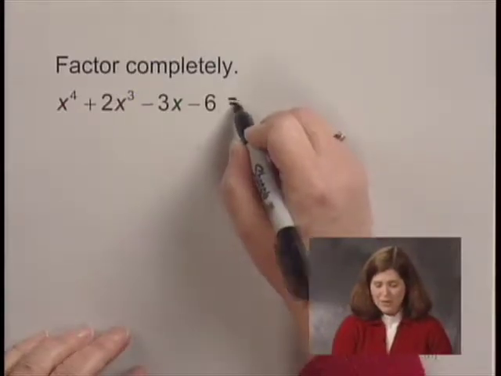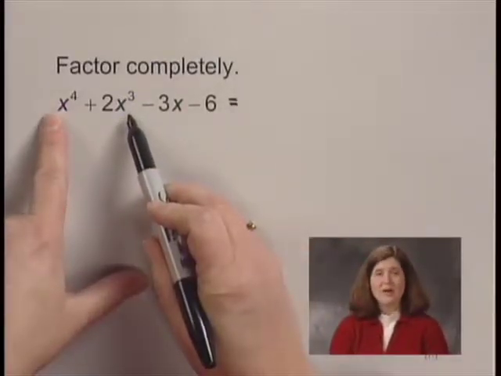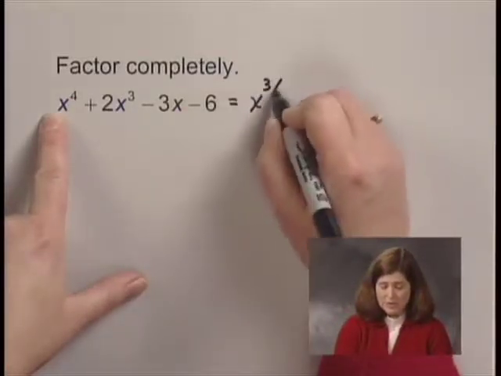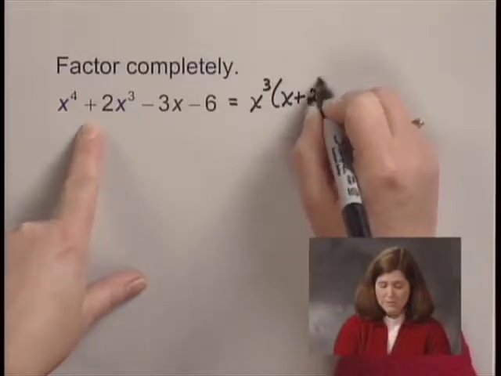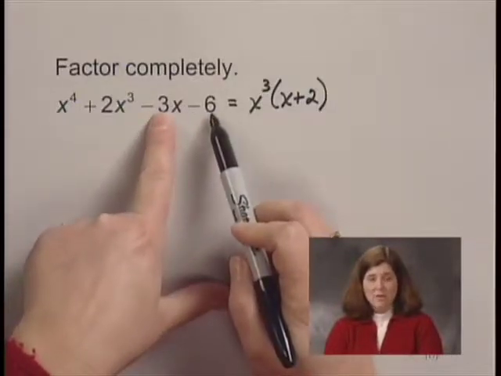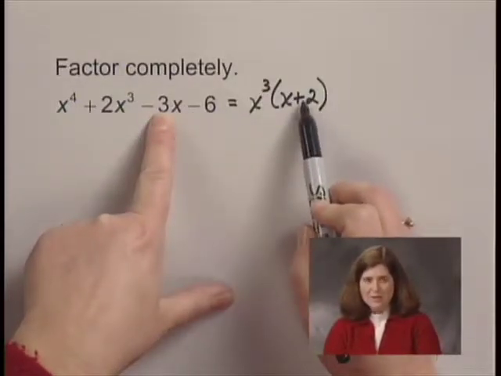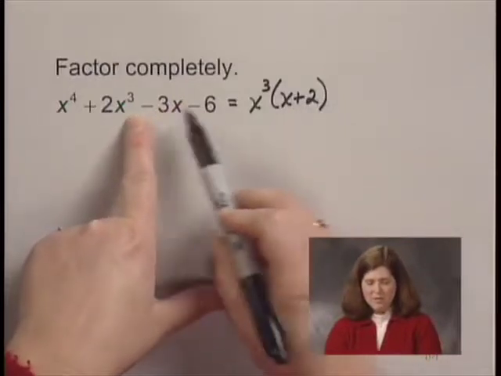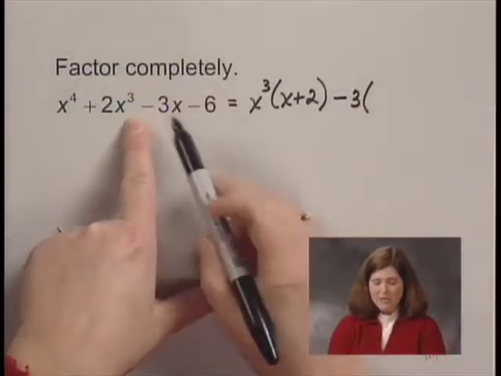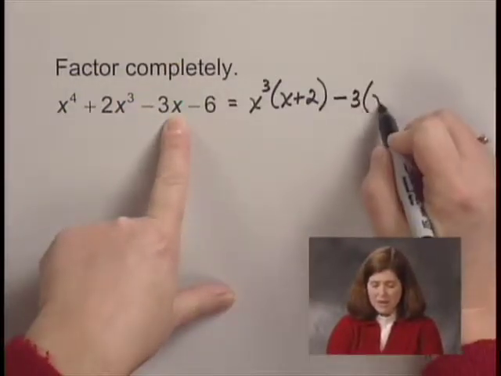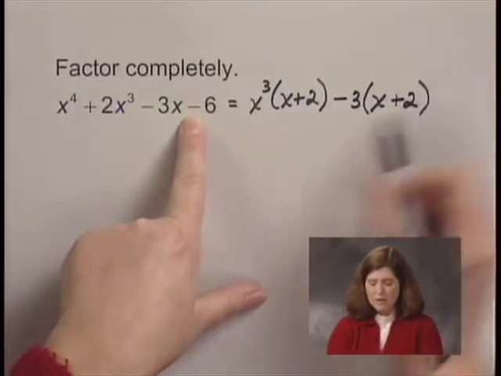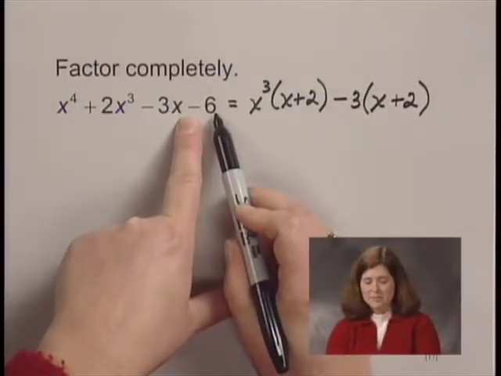To factor by grouping, I will group the first 2 terms and factor out a common factor, which is x cubed. So I write x cubed times x plus 2. And then I look at the next 2 terms, and I could factor out a 3, but since I want to end up with x plus 2 as my binomial factor, I'm going to factor out a negative 3. So I write minus 3, and when I factor out a negative 3, I get x. That gives me my negative 3x plus 2. That will give me the product of negative 6.